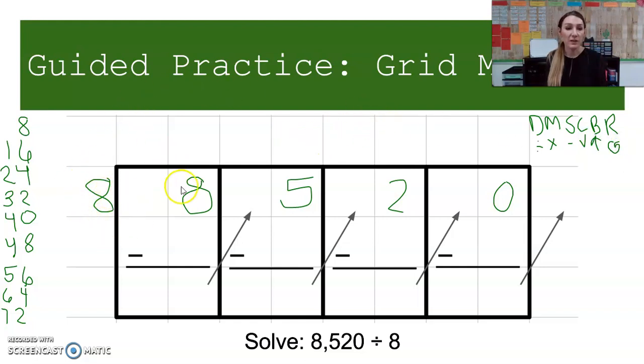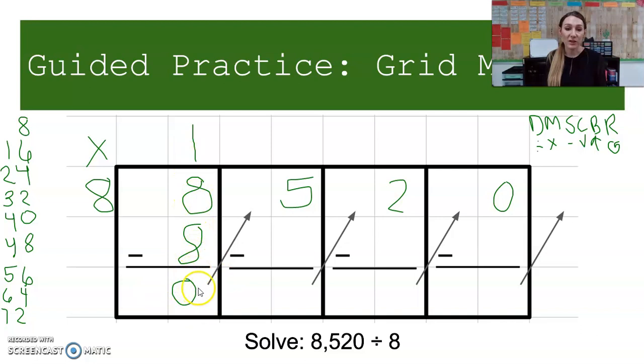I'm going to divide 8 into 8. So when I look at my list of multiples, I want to find something that's as close to 8 as I can get without going over. Well, I can divide it exactly 1 time because my first multiple is actually 8. And then I'm going to multiply. 8 times 1 is 8. Then I'm going to subtract. 8 minus 8 is 0.